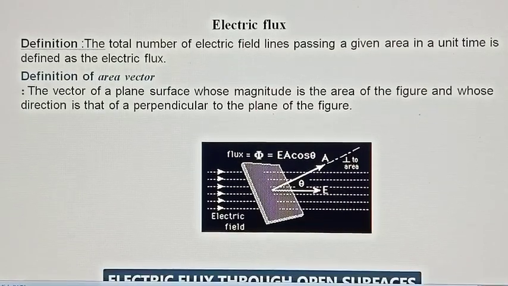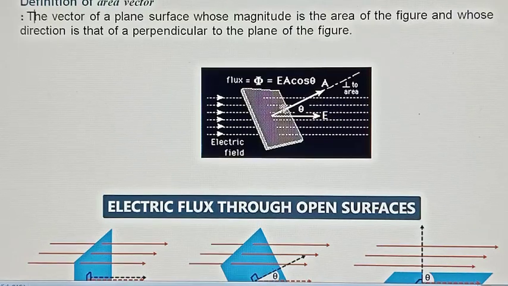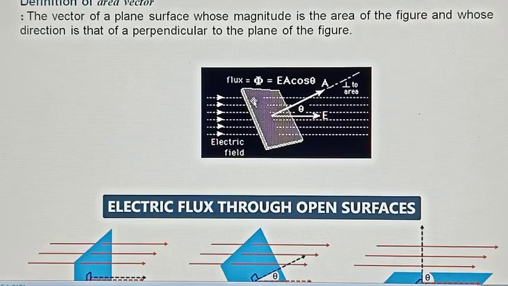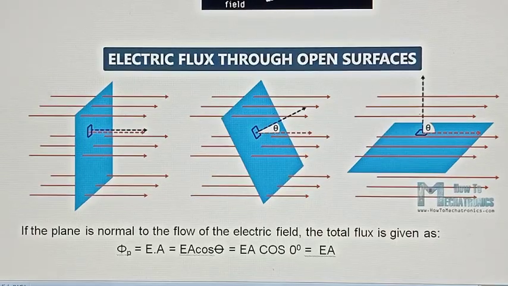Now if you see this, here it is a rectangular surface, and for this rectangular surface this is the area vector. You can see the direction of area vector which is perpendicular to the surface, and you can find the magnitude of the area vector just by multiplying length and breadth of this rectangular surface. Now let us see these figures.